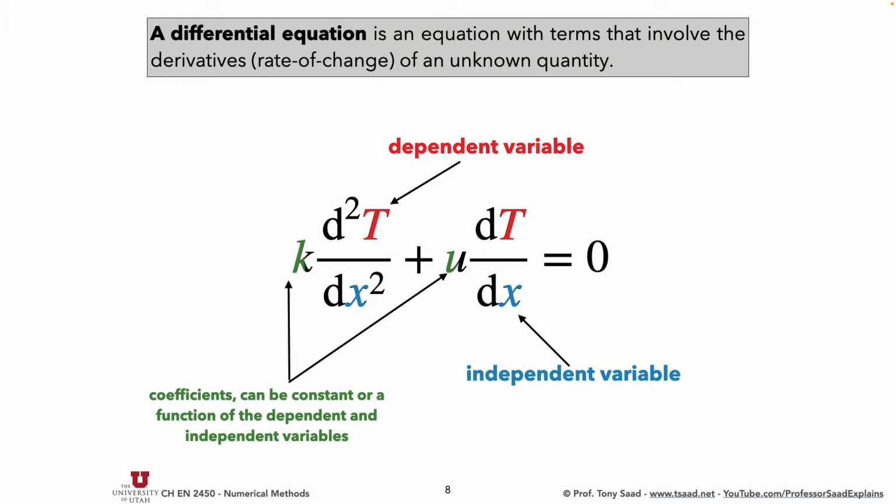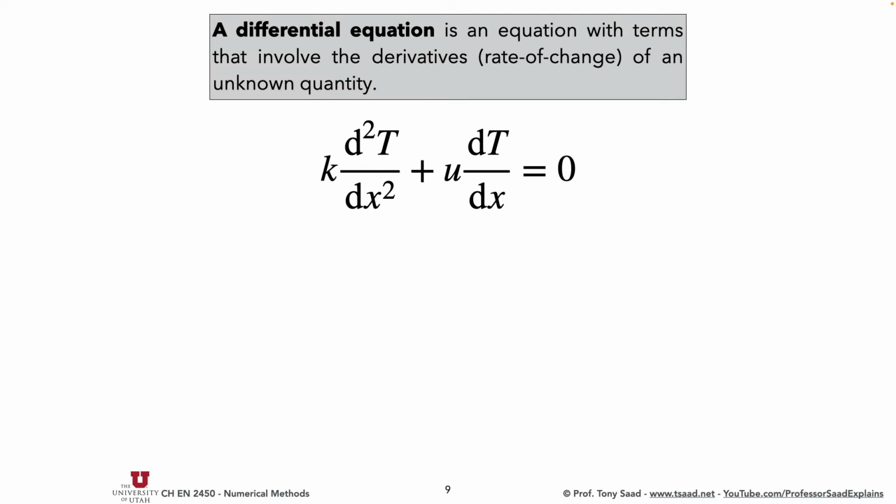And then finally, you have a bunch of coefficients. In here, they're k and u, could be anything. Those coefficients could be a function of the independent variable and the dependent variable. So k could be a function of T and x, and u could be a function of T, or u could just be a function of x, and so on, okay? Many variations. All right, great. So that looks like a differential equation.